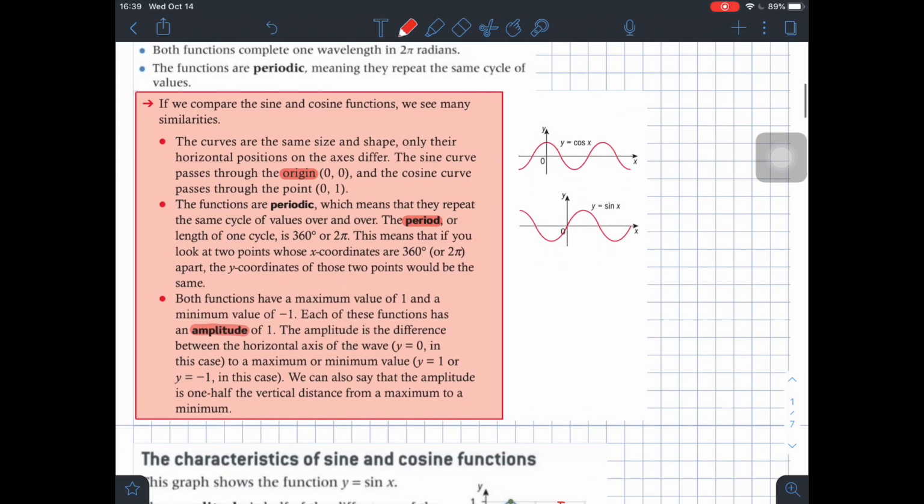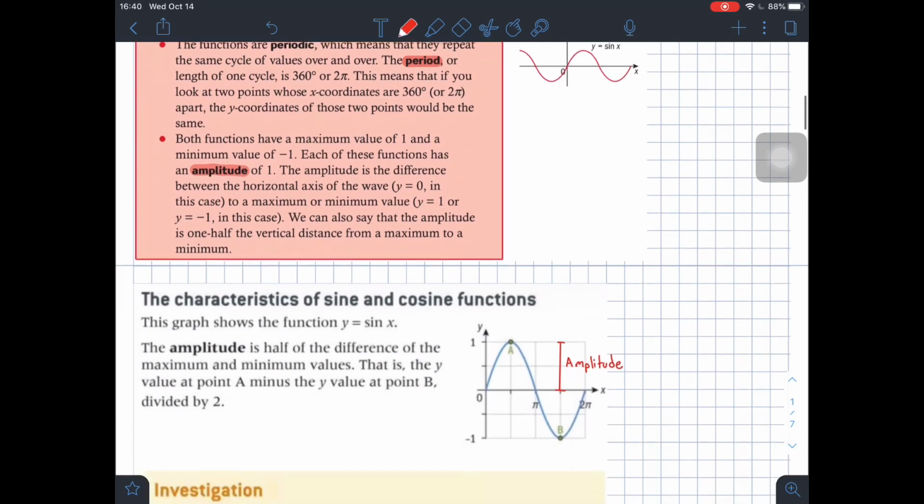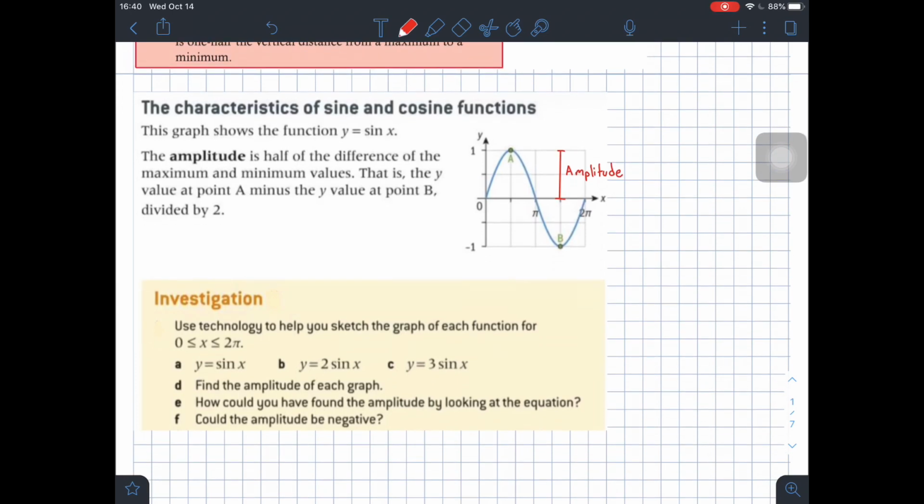But these are the 3 most important things you should remember from the periodic or trigonometric or circular functions. You should know the origin, the period, and the amplitude of this in order to be able to solve problems. Okay, then it says, characteristics of sine and cosine functions. This graph shows the function y equals sine of x, so this is a sine function.